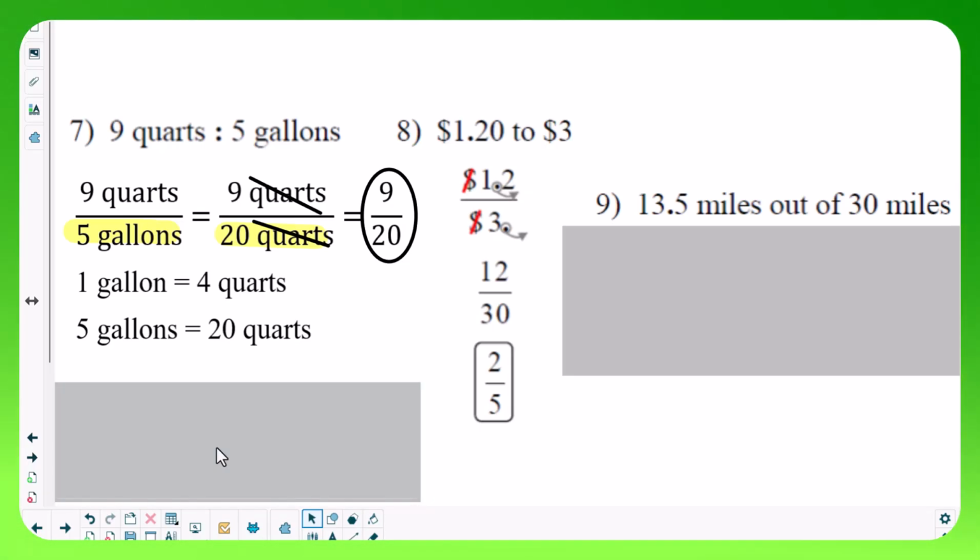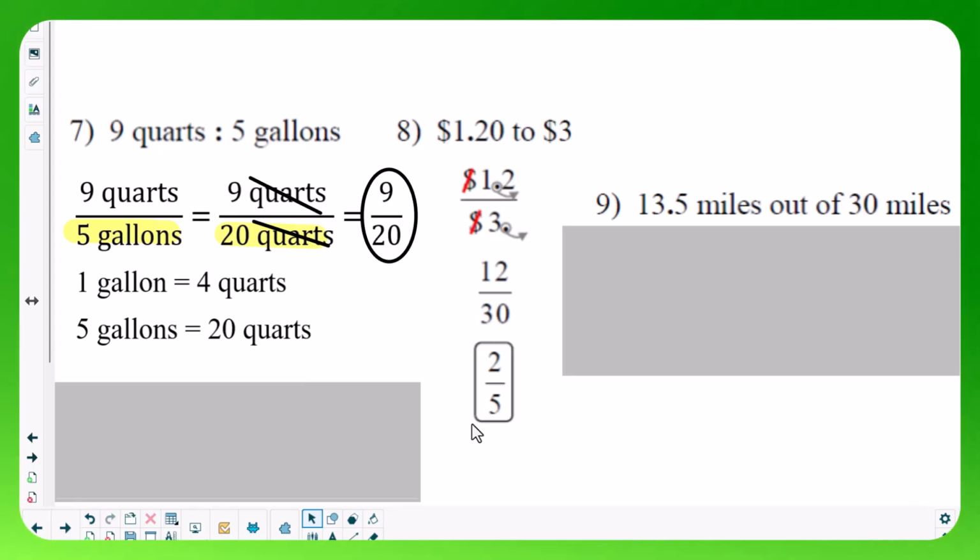Now, numbers 8 and 9 involve decimals in a fraction. So let's talk about how to deal with that. In number 8, our units of measure are already the same. We have $1.20 to $3. So we put $1.20 on the top, $3 on the bottom. We cross off our label, which is the dollar sign. But if I try to put 1.2 over 3 in my calculator and hit equals, it gives me an error message. There are a few calculators that will spit out the answer 2/5, but mine unfortunately will not.